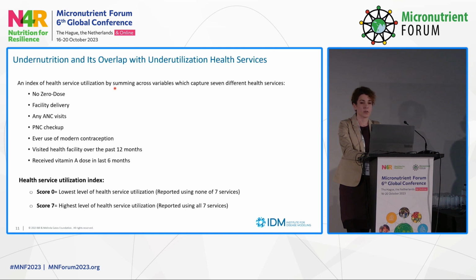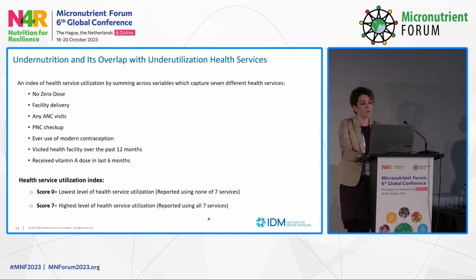These are variables that are reported in DHS, for instance, whether a household has a zero-dose child or not, whether they've had home versus facility delivery, any ANC visits, PNC checkups, ever used modern contraception, whether they visited a health facility over the past 12 months, and whether they received a vitamin A dose in the last 6 months. Then we gave them a score from 0 to 7, with a score of 0 meaning that none of these 7 services have been used by this specific household, and a score of 7 meaning the highest level of health service utilization, where all of these services were used by the household.